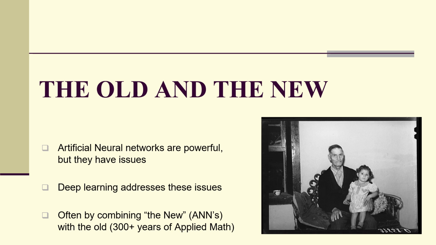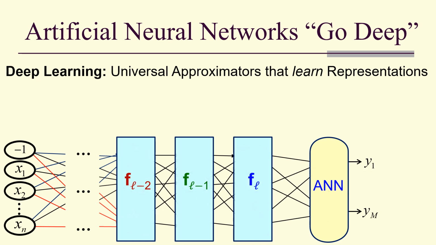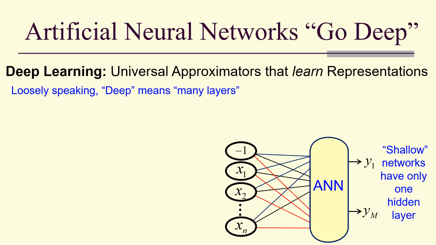The old and the new. Artificial neural networks go deep. Deep learning's universal approximators that learn representations. But often the neurons, especially in the intermediate layers, are replaced by these function layers. Loosely speaking, deep means many layers. So shallow networks have only one hidden layer.